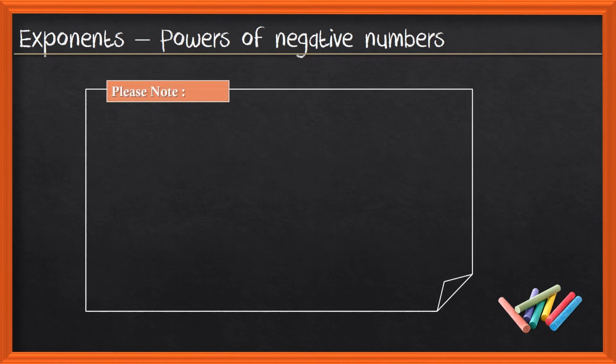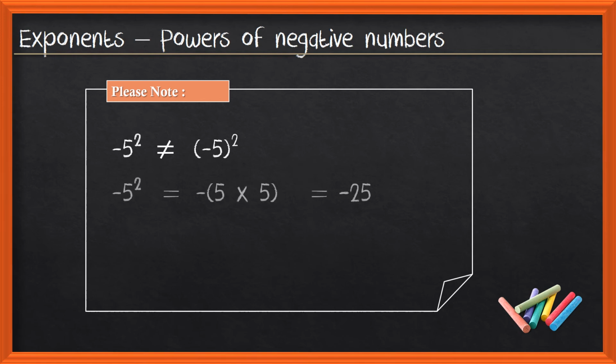Please note that the brackets are mandatory when the base is a negative integer. Let's look at an example. Negative 5 square is not equal to negative 5 the whole square. Let's first look at negative 5 square. Please note that here the negative 5 is not enclosed within a parenthesis. By the order of operations, exponents or powers have a higher precedence over the negative sign. So this would be solved as 5 times 5, which is equal to 25, and then the negative sign is applied, so the result would be negative 25.